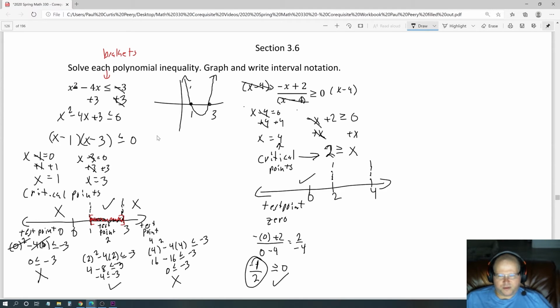I'm going to do a test point 3. Okay, we're going to try that one right there. So I'm going to put a negative 3 plus 2 over 3 minus 4, and that's greater than or equal to 0. So negative 3 plus 2 is negative 1. 3 minus 4 is negative 1. Negative 1 over negative 1 is 1. You say 1 is greater than or equal to 0. Yes, that is also true.